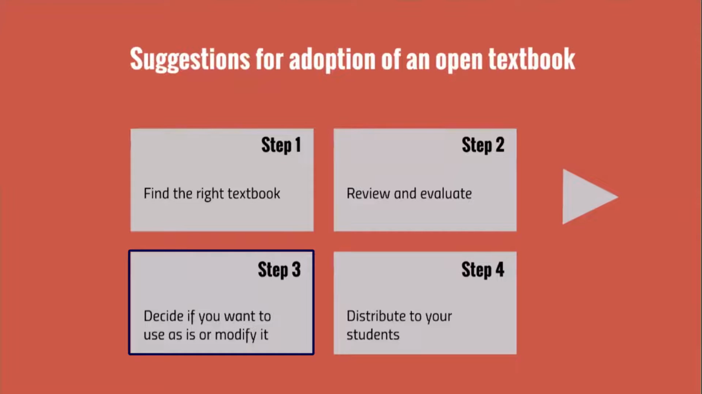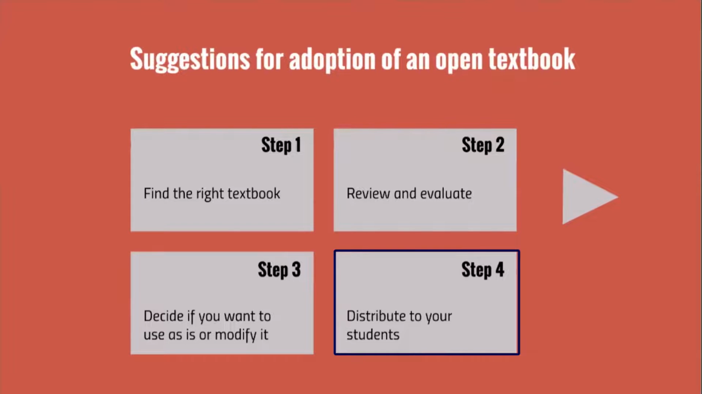Number 3 is decide if you want to use as is or modify it. One of the benefits of open textbooks is flexibility to modify and customize them for specific course designs as much or as little as you desire. If you want to make edits or append content, make sure the Creative Commons license allows for that. And number 4 is distribute to your students.